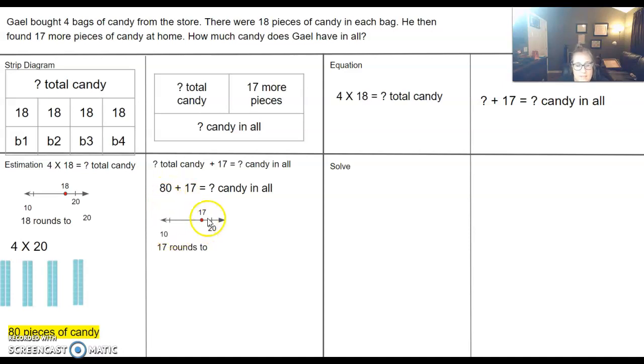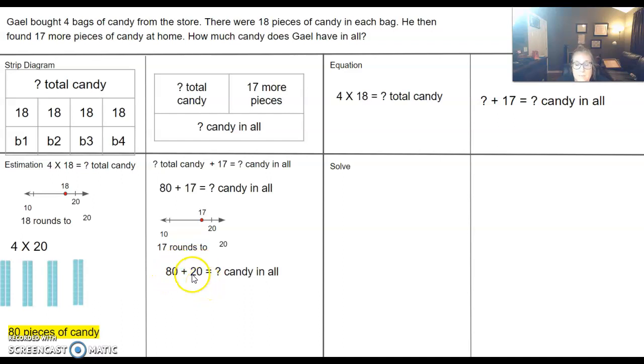So let's do the same thing for the 17. If I'm at 17, I'm going to have 10 over here and 20 over here. Is 17 closer to 10 or is 17 closer to 20? That's right. You guys are so smart. I'm proud of you. 17 rounds to 20. So again, I'm going to rewrite my equation. So instead of 80 plus 17, I'm now going to have 80 plus 20.